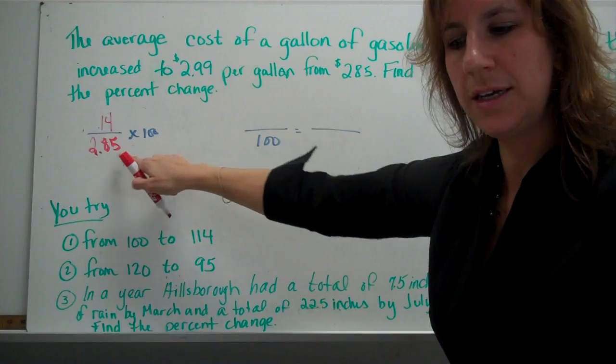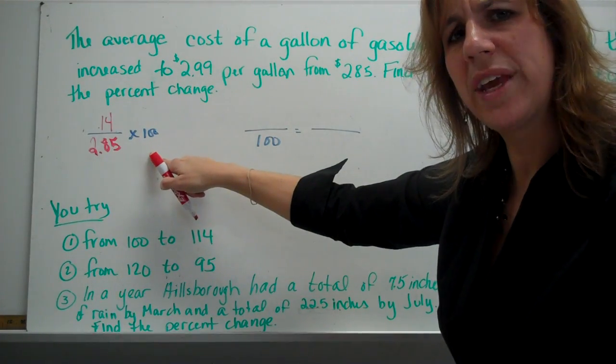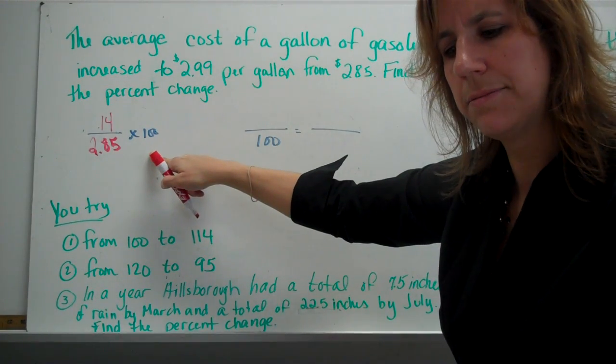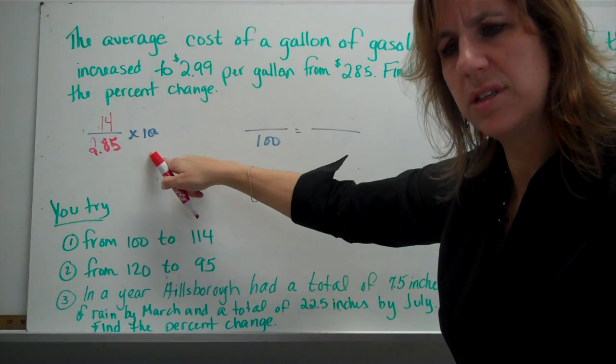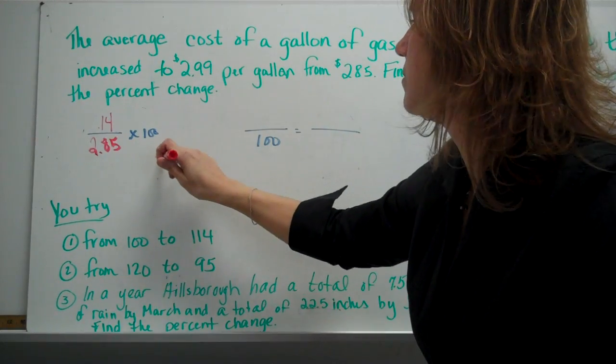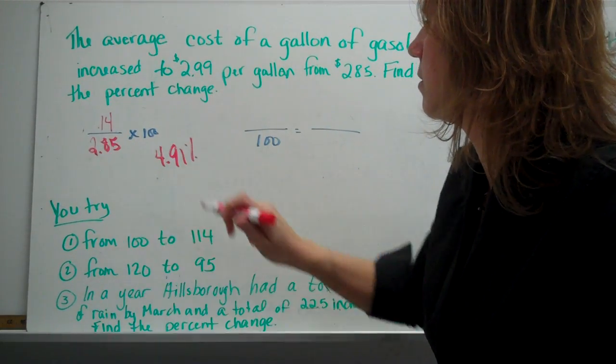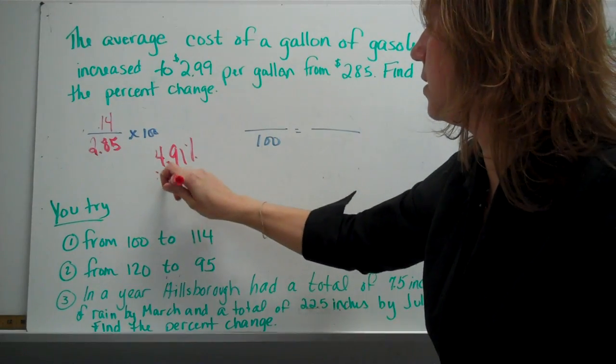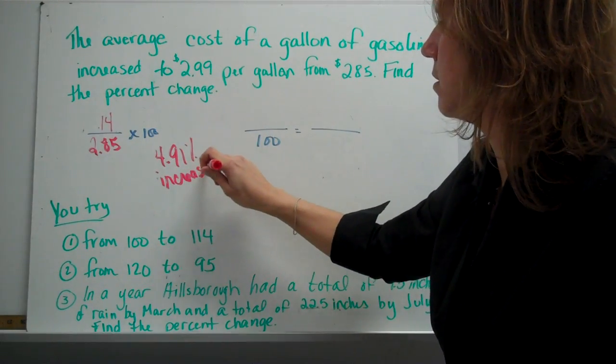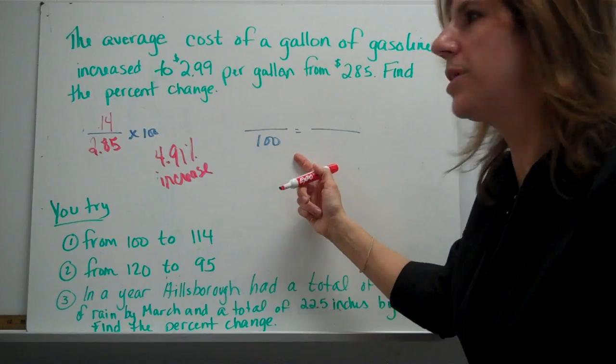All right, divide, times by 100. We can go ahead and round to the tenths place. Or maybe hundredths. Let's do hundredths place. It went up, so it's an increase. All right, and now let's try this formula.